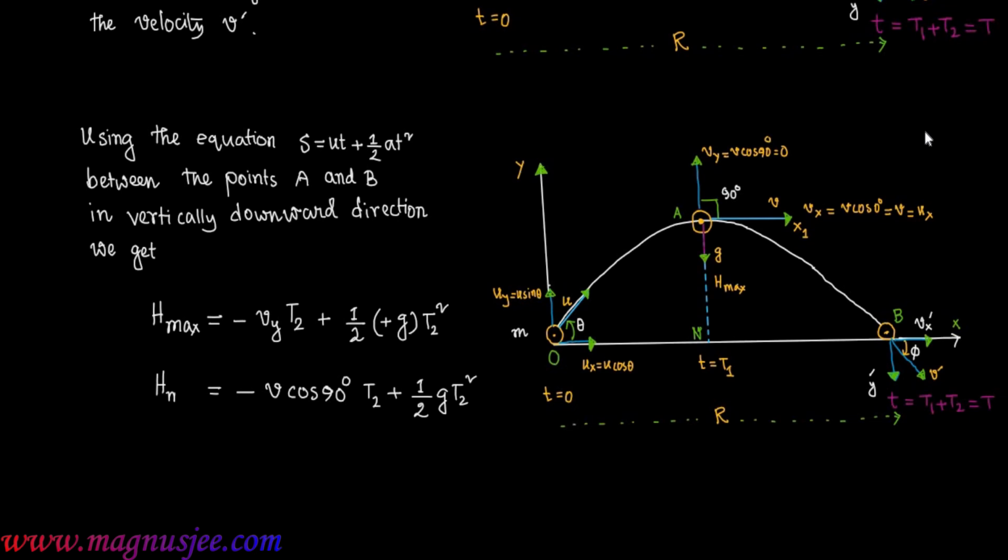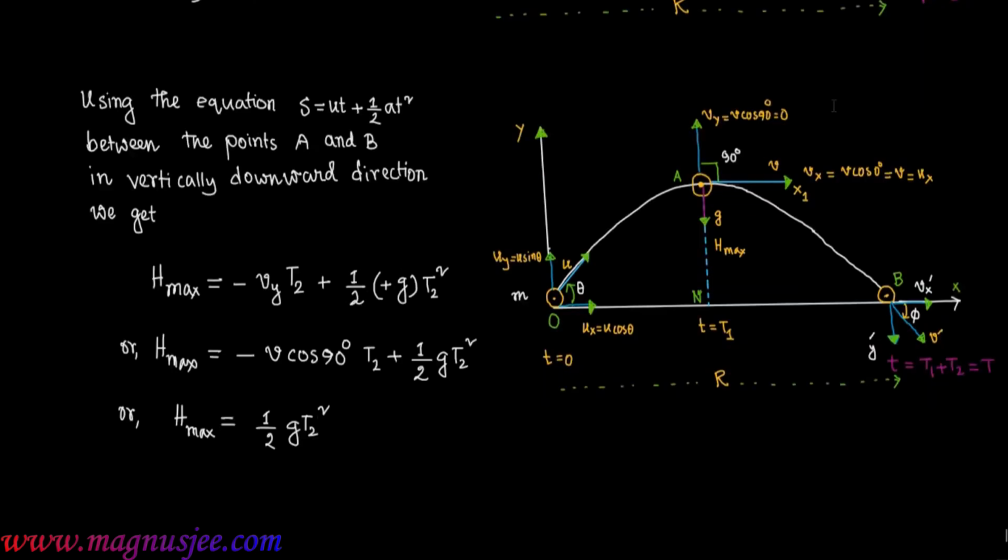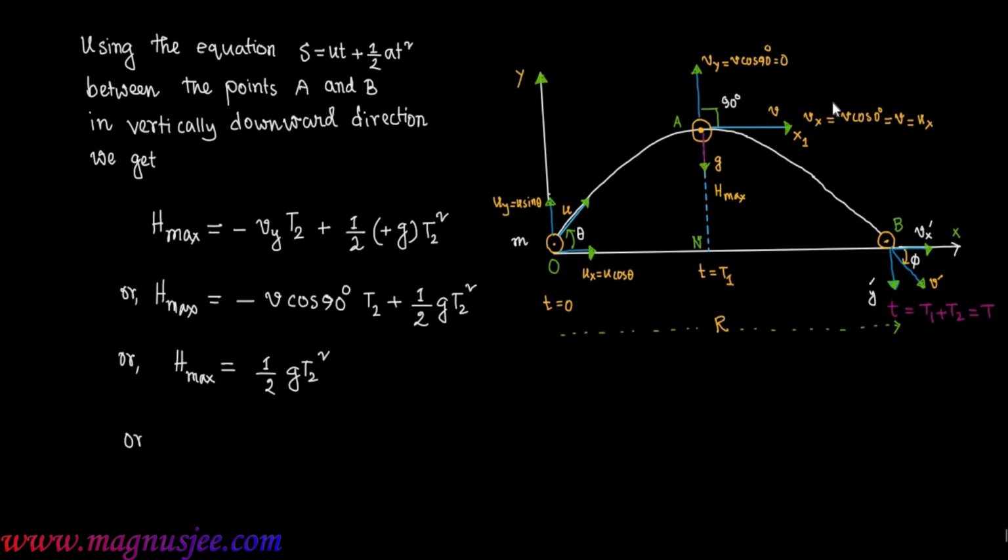Cos 90 degree is 0. That's why we can write h max as equal to half G T2 square, because cos 90 degree is 0. Or, T2 is equal to root over 2 by G into h max. T2 is the time of descent, that is the time taken by the projectile to move from A to B.